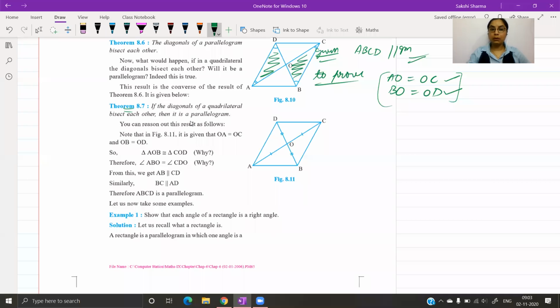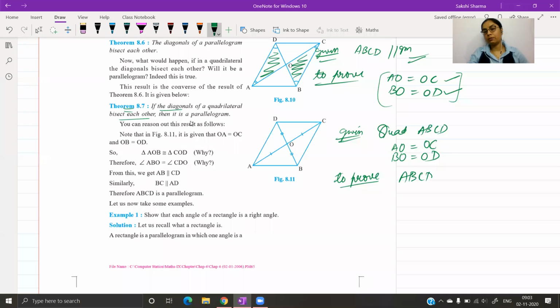Then 8.7 is the converse of 8.6: if we have a quadrilateral whose both diagonals bisect each other, remember, we need both diagonals to bisect, then we can say that the quadrilateral is a parallelogram. If only one diagonal is bisected, we cannot say that; bisection of both is necessary. So the result is: there is a quadrilateral ABCD, we know nothing about it except that both of its diagonals are bisected, and we can prove that the quadrilateral is a parallelogram.